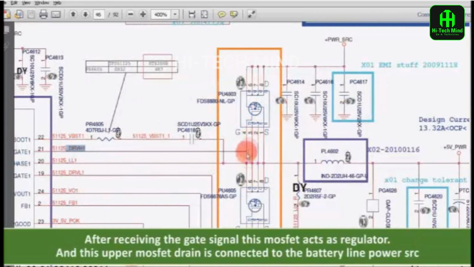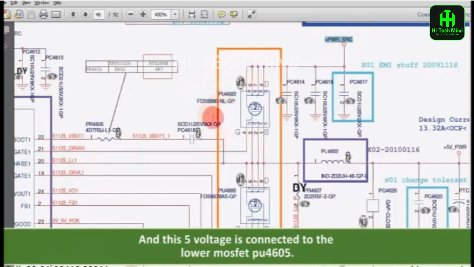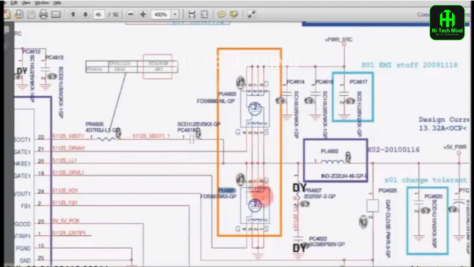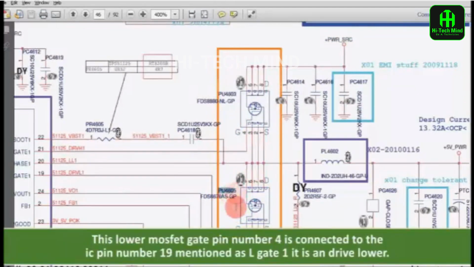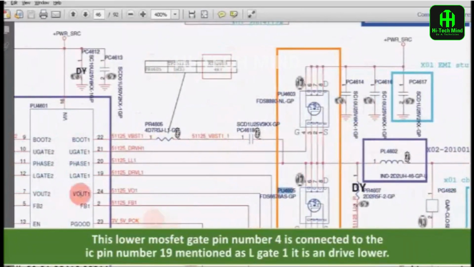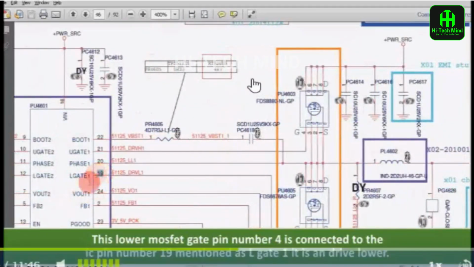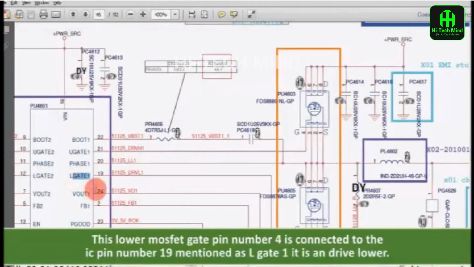After receiving the gate signal, this MOSFET acts as a regulator. This upper MOSFET drain is connected to the battery line power SRC, and this 5 volt is connected to the lower MOSFET PU4605. This lower MOSFET gate pin number 4 is connected to IC pin number 19, mentioned as L gate 1. It is a driver lower.